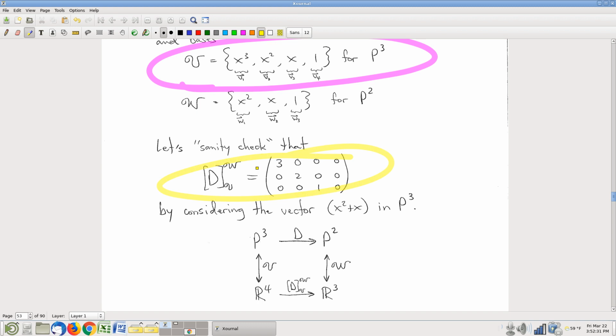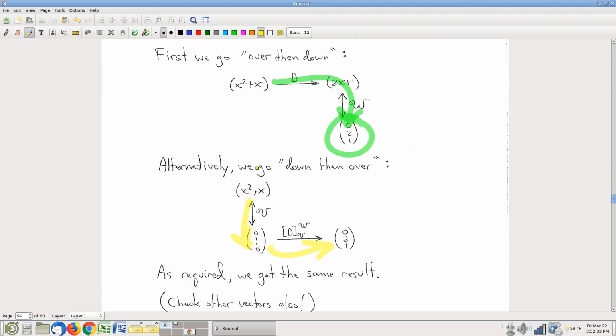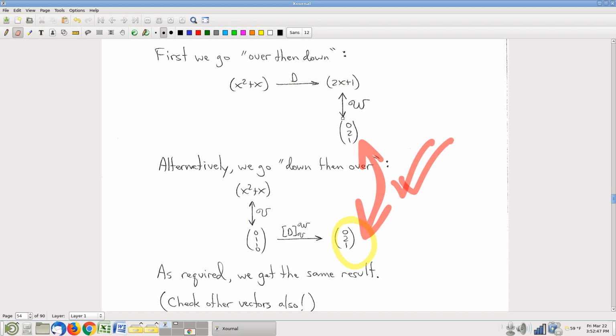0, 1, 1, 0 times that matrix here, and you get 0, 2, 1. And as required, notice we get the same thing here. So over and down is the same as down and over. Said differently, with respect to the appropriate languages, the act of differentiation is executed by the multiplication of that matrix.